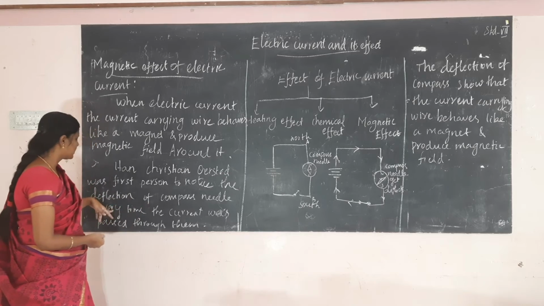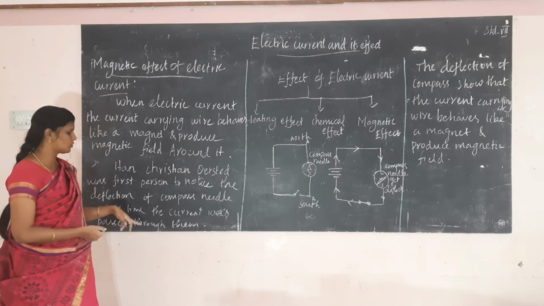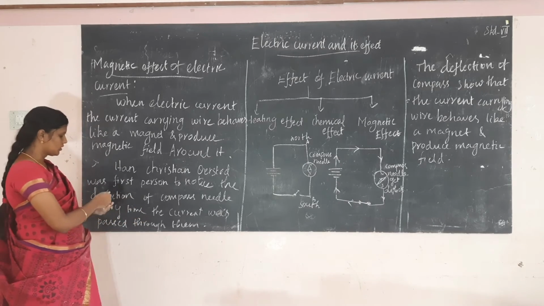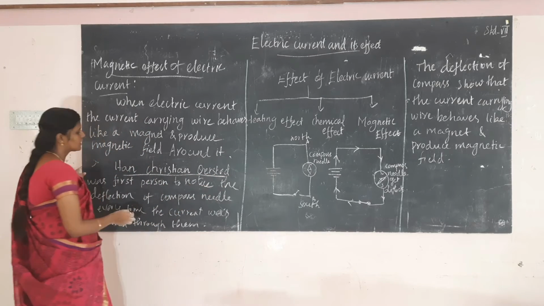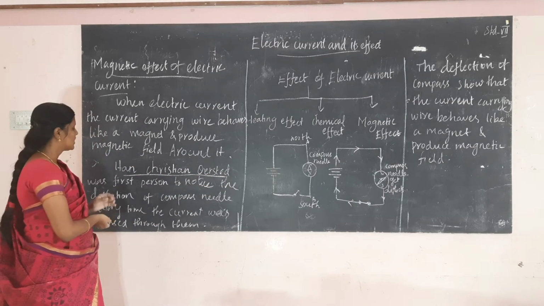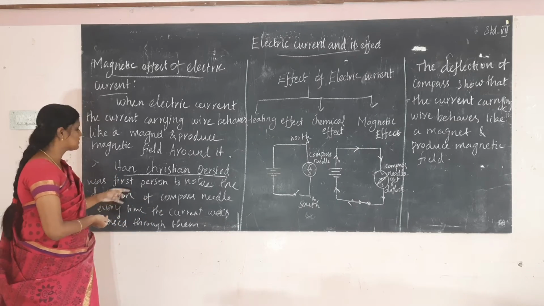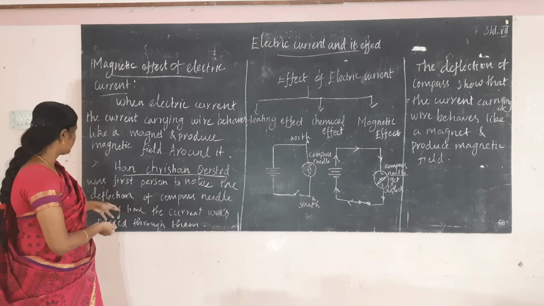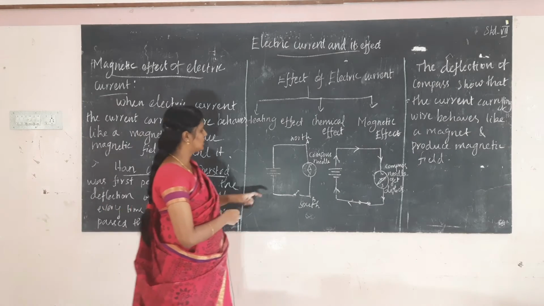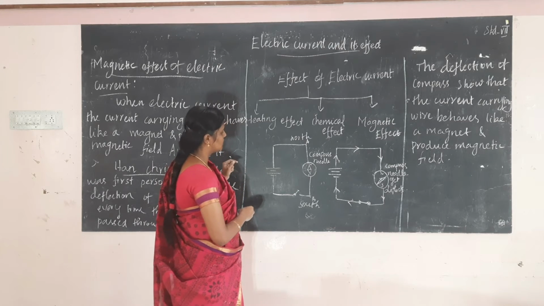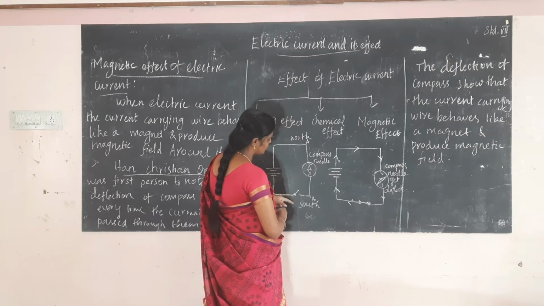Who noticed it? The Danish scientist Hans Christian Ørsted. He was the first person to notice the deflection of a compass needle every time the current was passed through the wire. Here we have the battery, the compass needle and a switch.